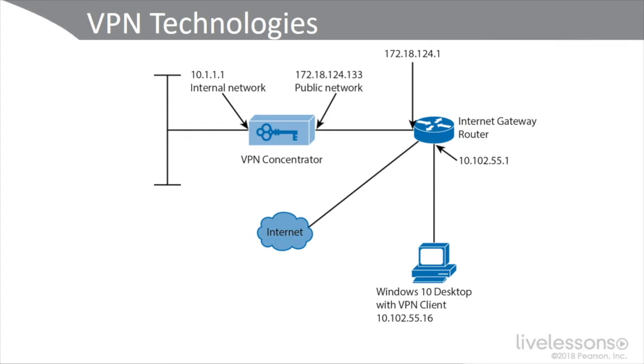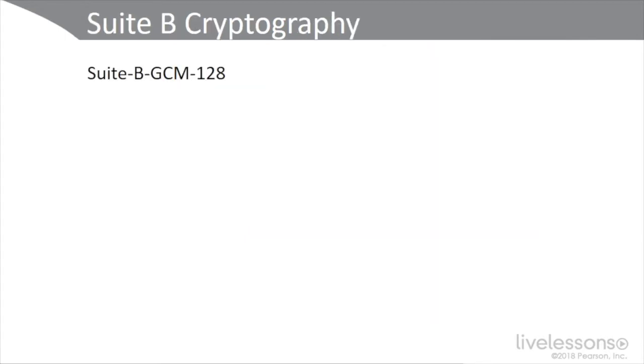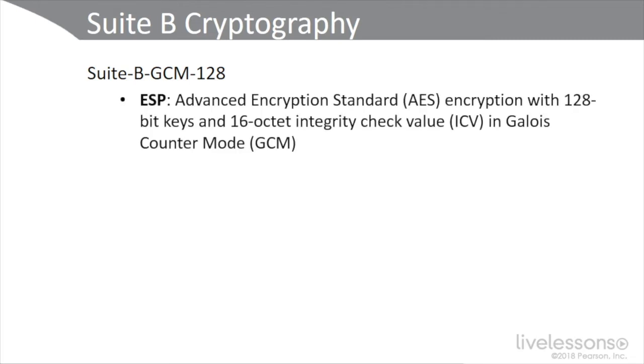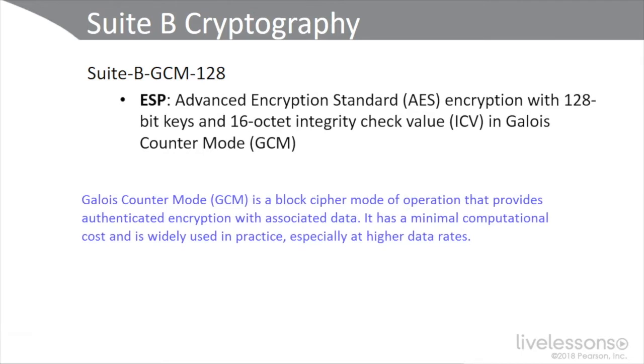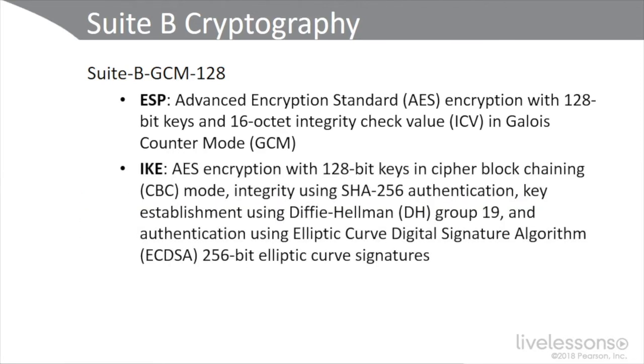Suite B cryptography, let's talk about that a little bit because that's something that you're going to have to deal with. We have the Suite B GCM 128. GCM is Galois counter mode, which is the preferable mode. If you're using ESP, you're going to use AES encryption with 128-bit keys with a 16-octet ICV, or integrity check value, in Galois counter mode.